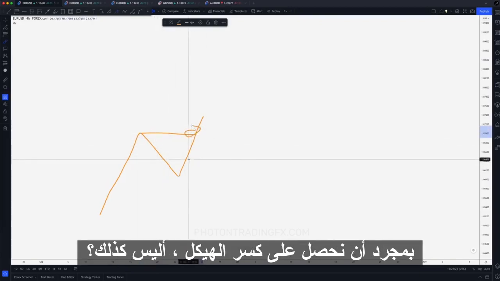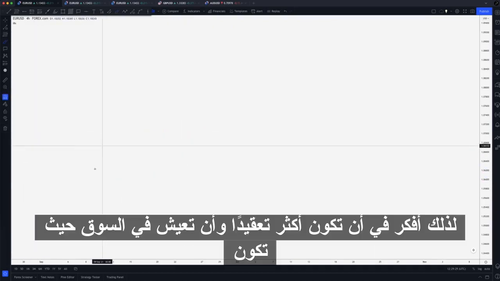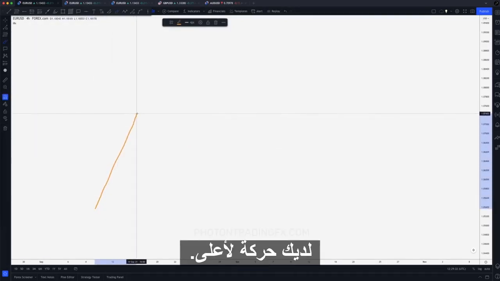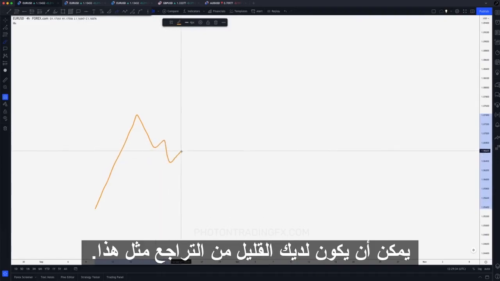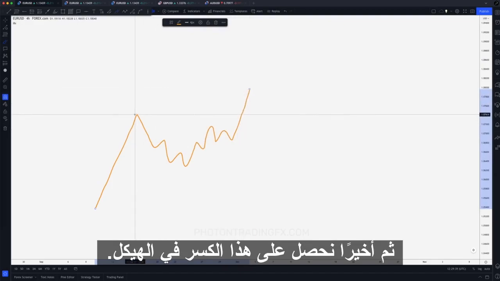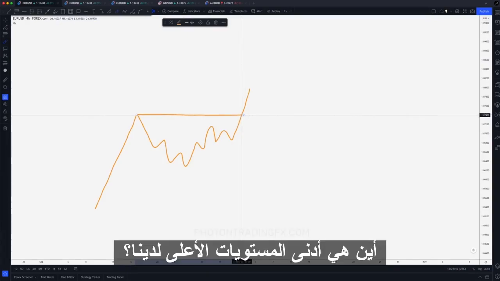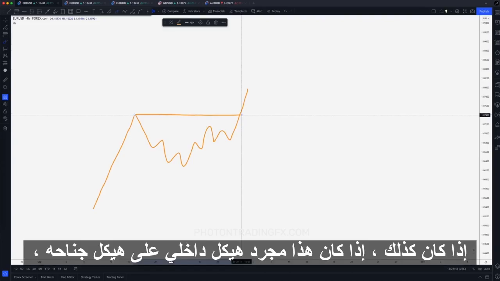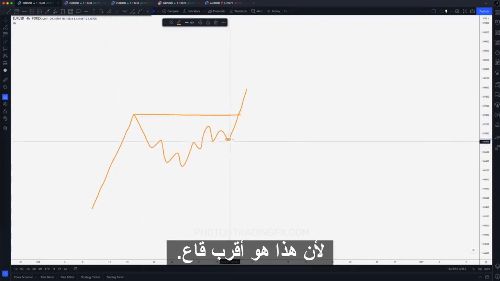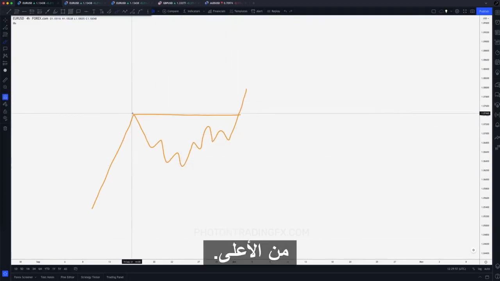Only once we get that break of structure, we look back at the lowest point and this becomes our swing low. Obviously it can be a little bit more complex in a live market, where you have a movement up, you could have a bit of a pullback like this, and so on and so forth. It can move around, and then finally we get that break of structure. Once we get that break of structure to form a higher high, the question is, how do we know where our higher low is? If this was just internal structure and not swing structure, it would become this point, because this is the nearest low. But with swing structure, we always take the lowest point that took out the high.